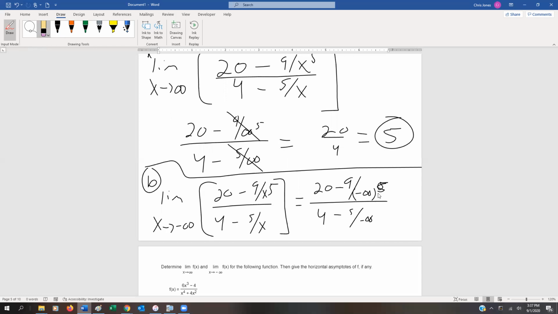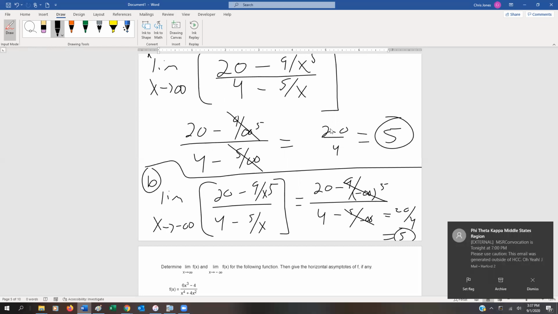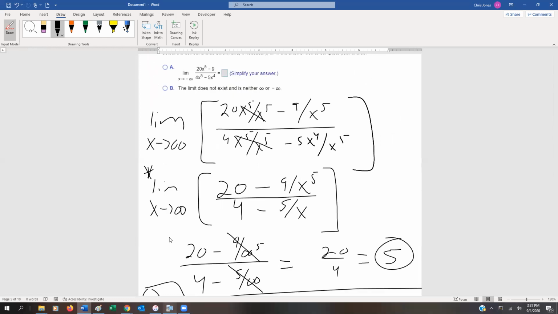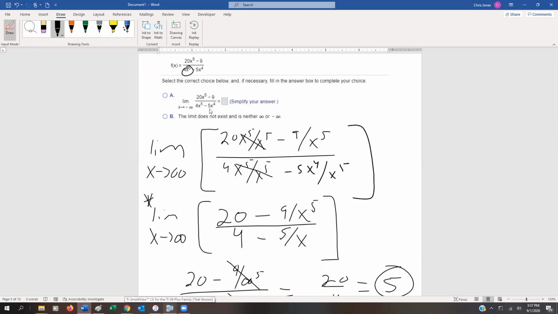And just like we saw before, anytime we have negative infinity or positive infinity in the denominator and a constant in the numerator, those just go away. We're left with 20 over 4, which is again 5. Of course, if we don't trust the answer, we can always go through and plug it in the calculator. So this will be our last part of this problem.